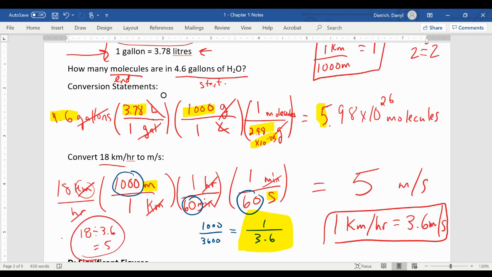So that's a quick overview of conversion factors. There are some practice questions in your worksheet package.